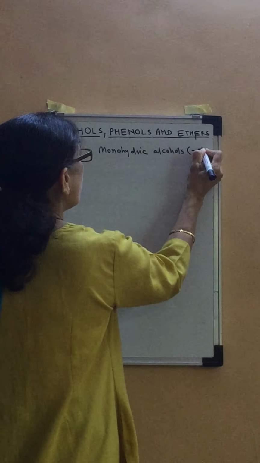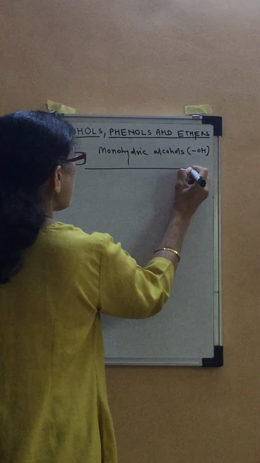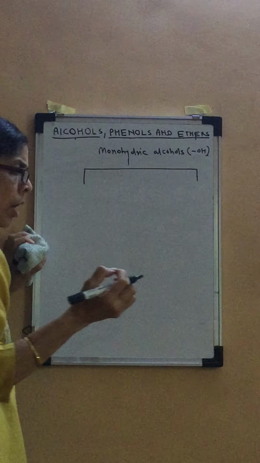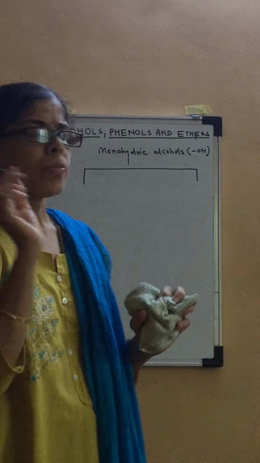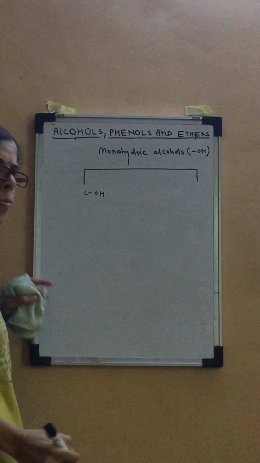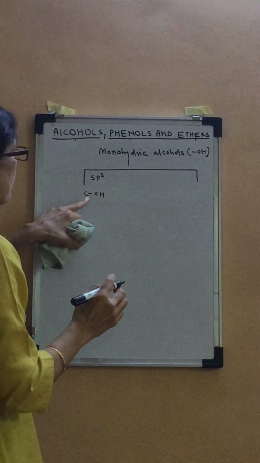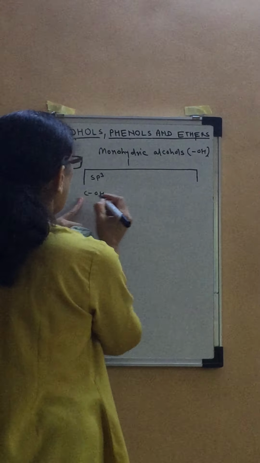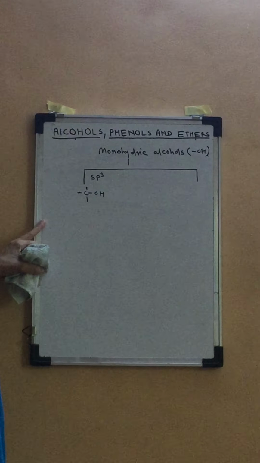They contain only one OH group, isn't it? So the classification is based on the hybridization of the carbon atom to which that OH group is attached. If the OH-carrying carbon atom is sp3 hybridized, that is one type. That means it is bonded singly to other atoms, isn't it?